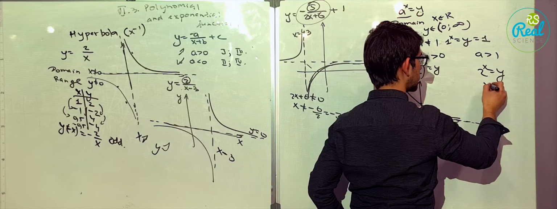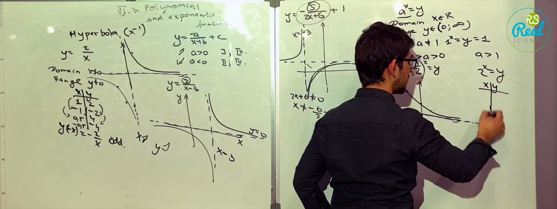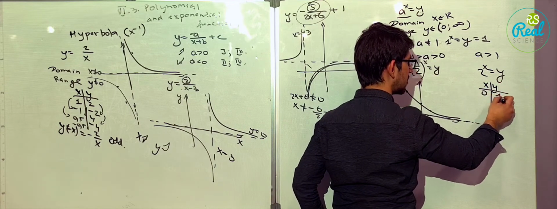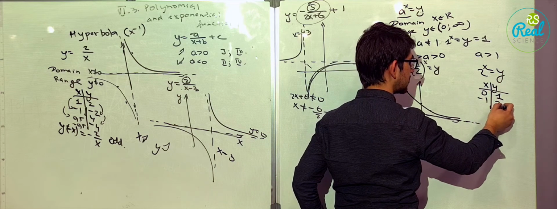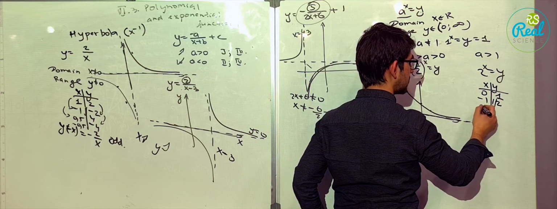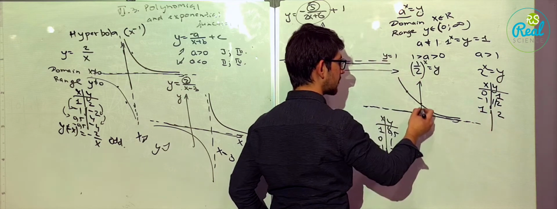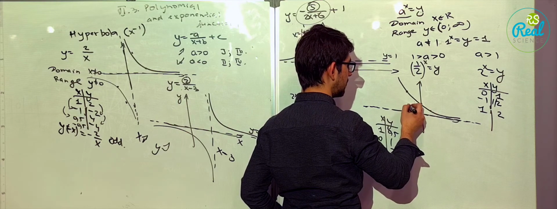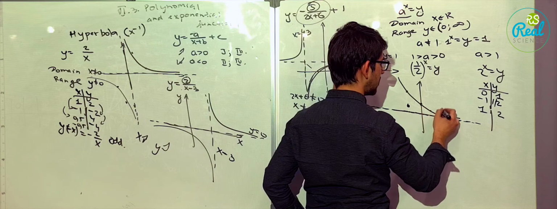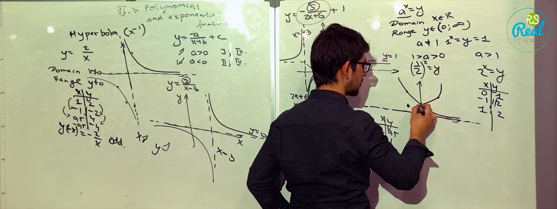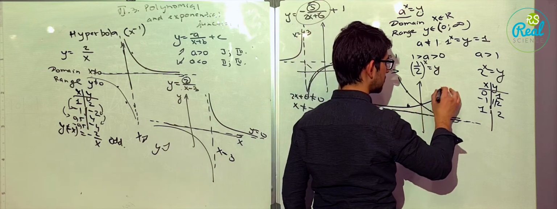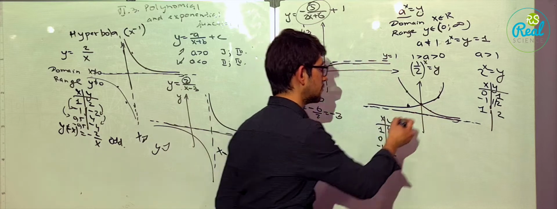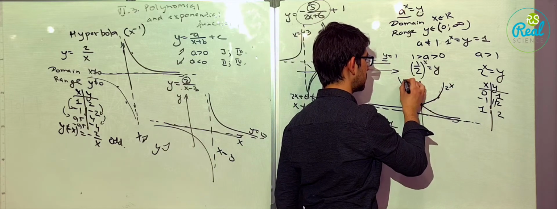2 on the power of x. Let's give some values. If it's 0, you get 1. If it's minus 1, you get 1 over 2, right? If you take 1, it's going to be 2. 0, 1, minus 1, half. And for 1, you take 2. Something like that. Yes? This is 2 on the power of x. This is 1 over 2 on the power of x.